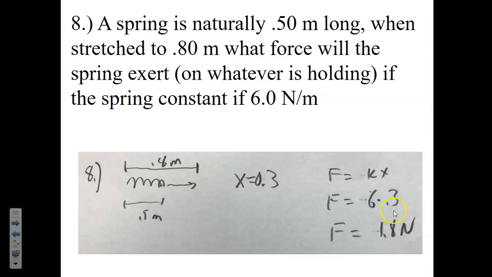So the spring constant basically means for every meter that you stretch it, it's going to pull back with 6 newtons of force. We only stretched it a third of a meter or so, so we only got about a third of that in terms of the force back.